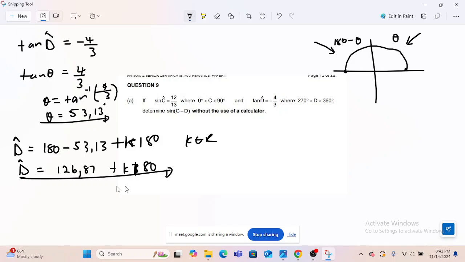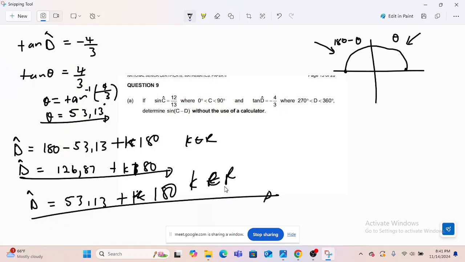Now, if the ratio is positive, you're simply going to say the general solution is theta equal to 53.13 plus k times 180 degrees, and k is an element of the real numbers. All right? Okay. Any question here?